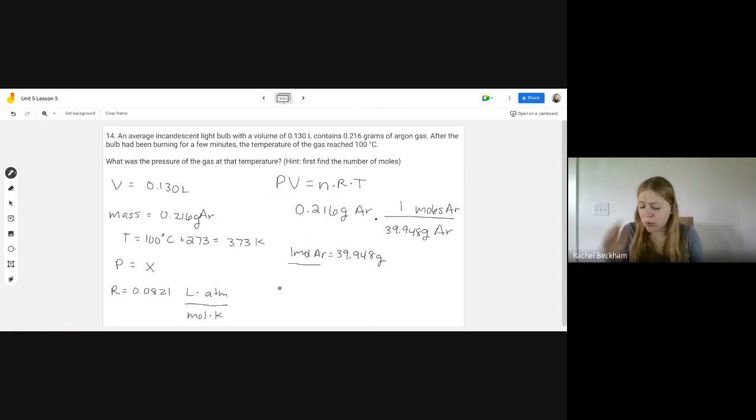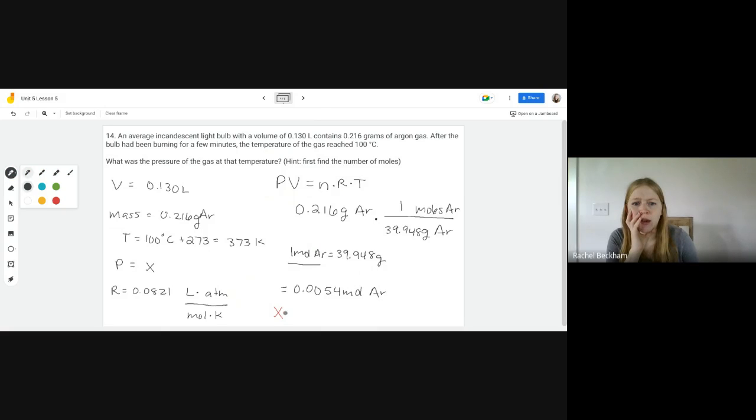Okay. So we need to do 0.216 times 1, which is just 0.216, divided by 39.948. And when I do that, I am getting 0.0054 moles of Ar. Okay, so that is my moles of Ar. So now I can plug everything in. I'm going to squeeze it right here. My pressure is my X, so I'll do that in red. So P is right there.